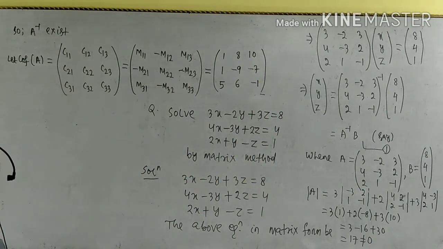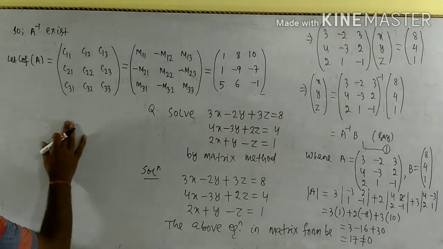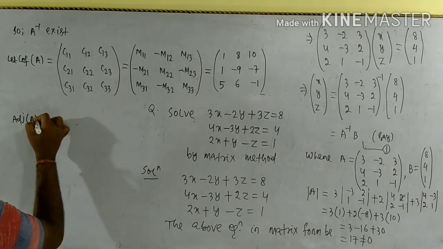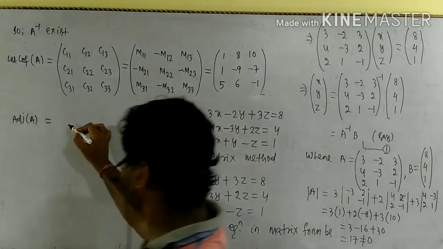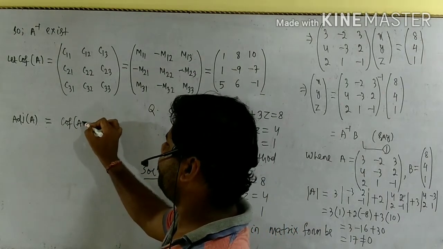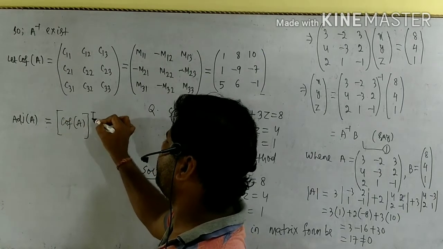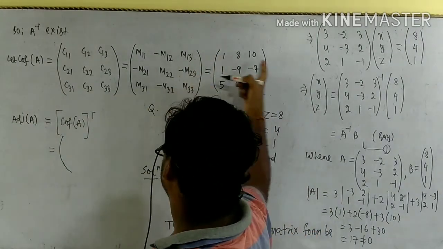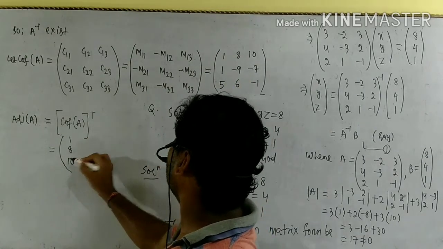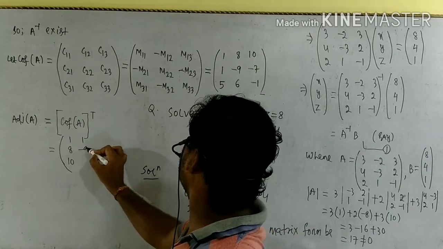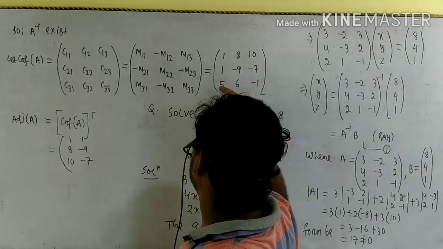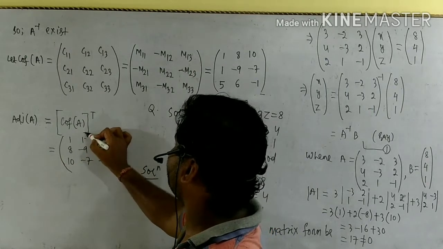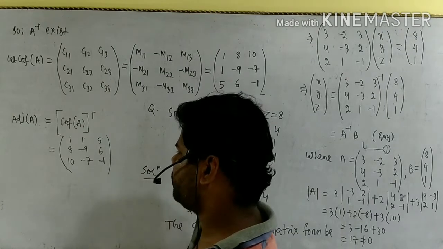Okay, you are getting this lesson. Then you see, this is the cofactor matrix of A. Then what is the adjoint of A? Adjoint of A is the transpose of the cofactor matrix. Now the transpose of this matrix: row 1 becomes column 1, which is 1, 8, 10. Row 2 becomes column 2, which is 1, minus 9, minus 7. Row 3 becomes column 3, which is 5, 6, minus 1. Yes, clear. This is your answer, the adjoint of A.